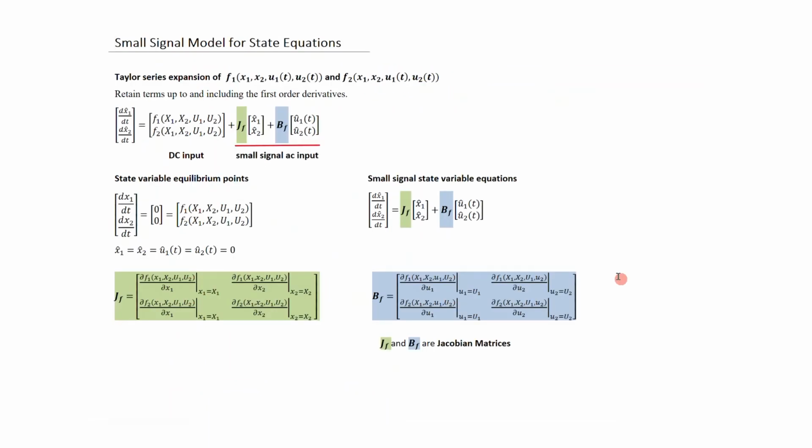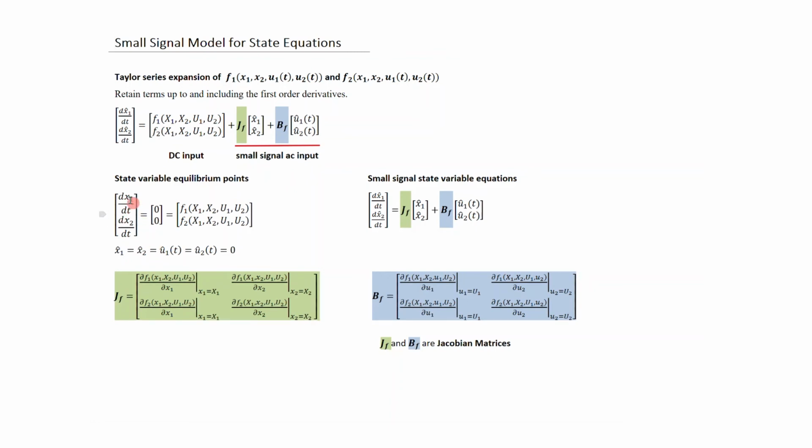Okay, so now basically we're coming towards the end. This is the small signal model for the state space equations. Here now we have everything sort of in a compact form. We have this equal to the DC input term and the small signal term. Now the state variables' equilibrium points are established by setting x1, x2, u1 hat, u2 equal to 0.